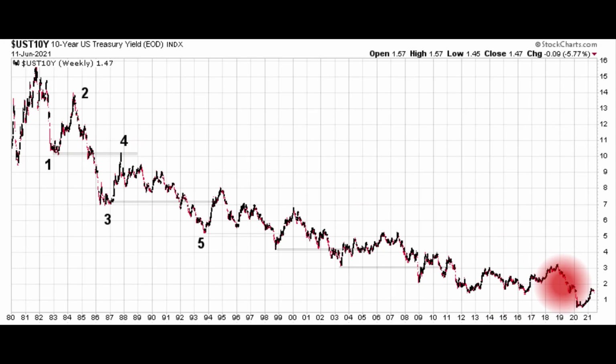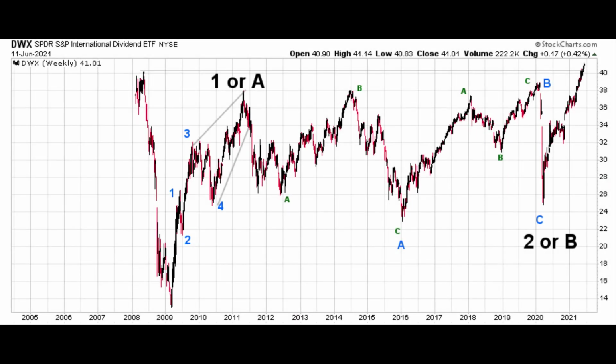So there is the 10-year yield. Let's move on now to DWX. This is the Spider's S&P International Dividend ETF. It was incepted back in early 2008. It's had some big swings in its lifetime.